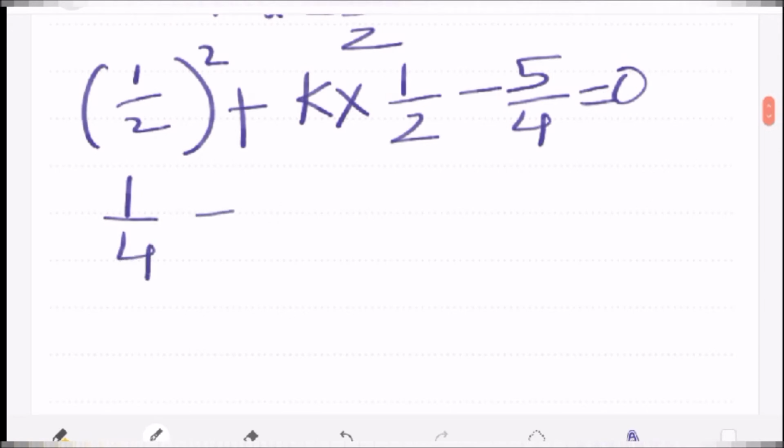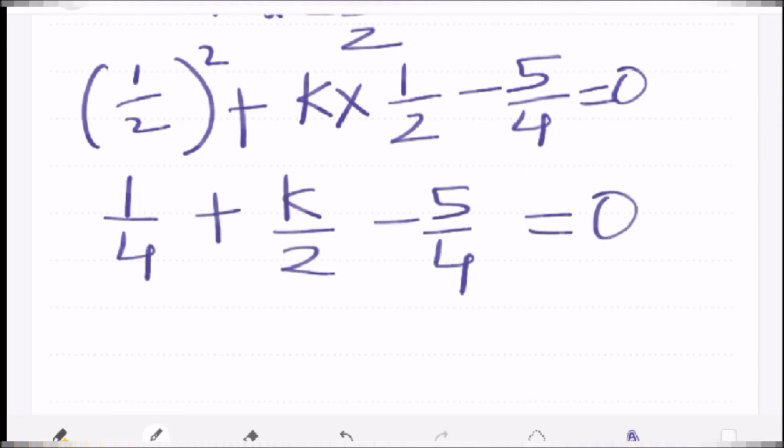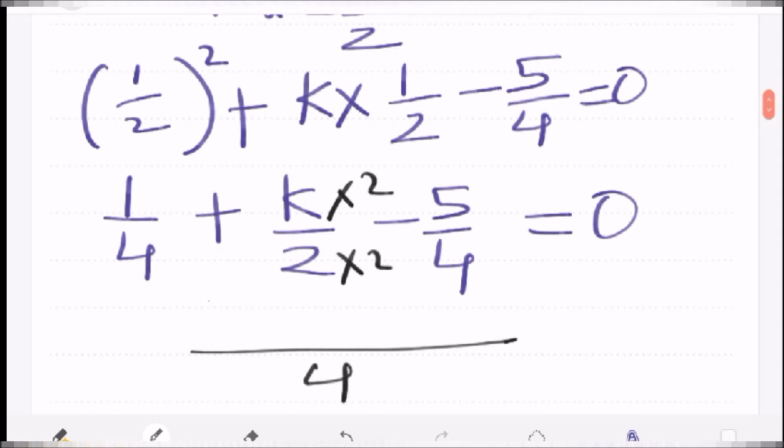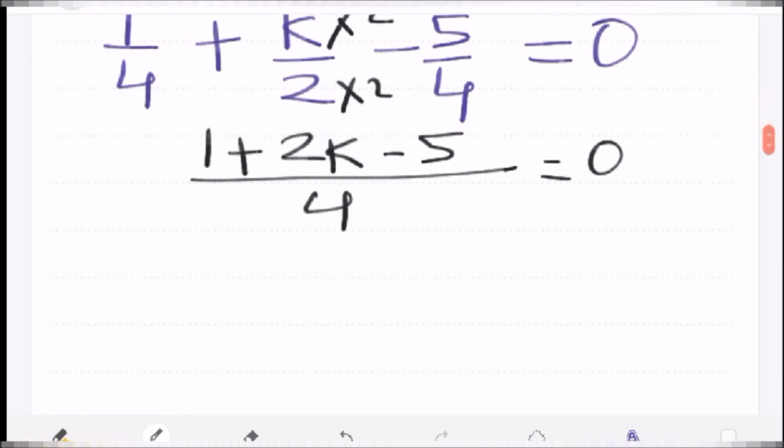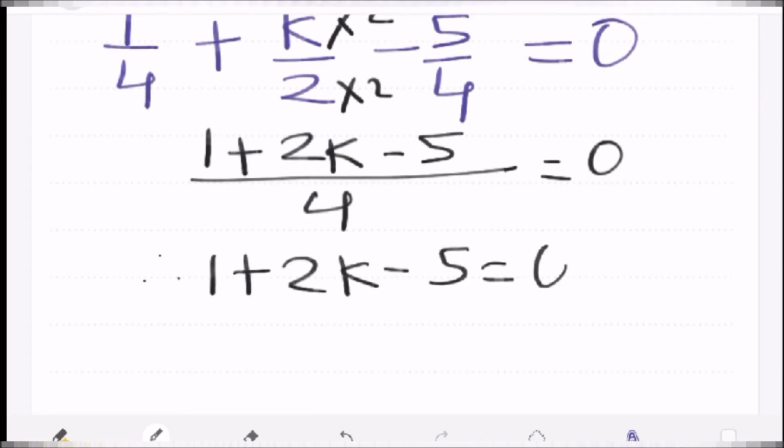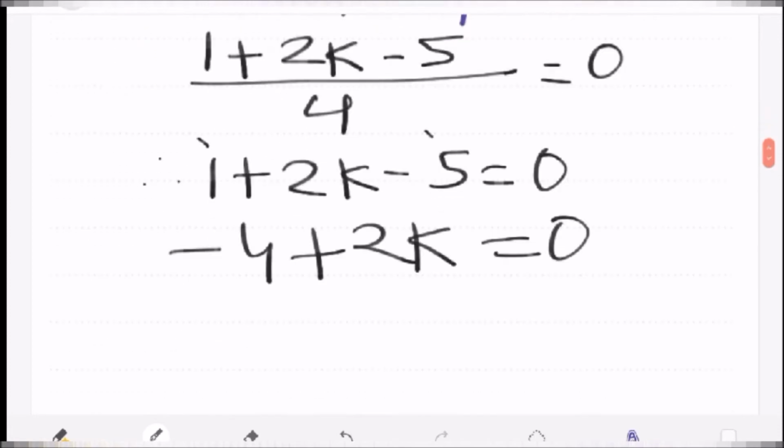Now what we can do here is take the LCM. For that we will take the middle term, which is 2, 2 2s are 4. So LCM is 4. So middle term numerator will get 2k. So on solving further, 0 into 4 will become 0. So we get minus 4 plus 2k equals 0, which gives us k equals 2.